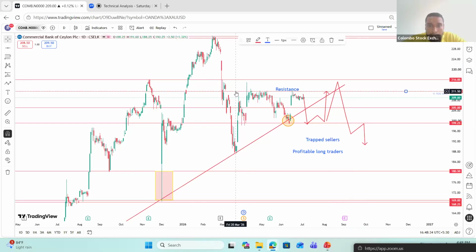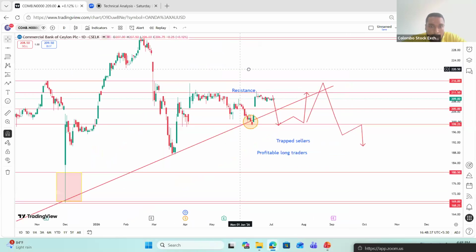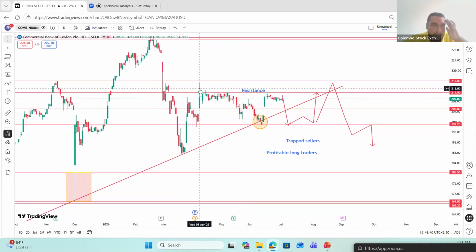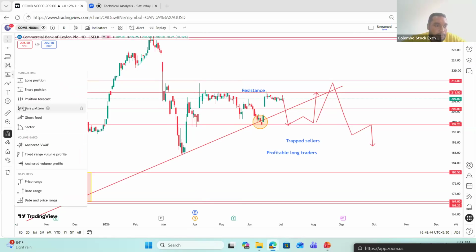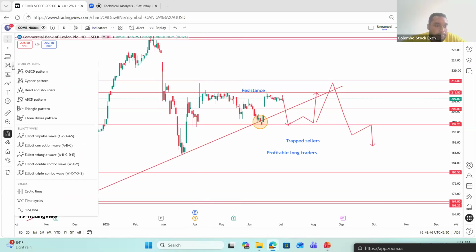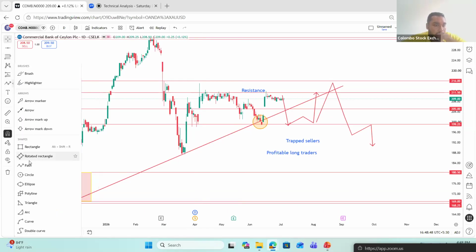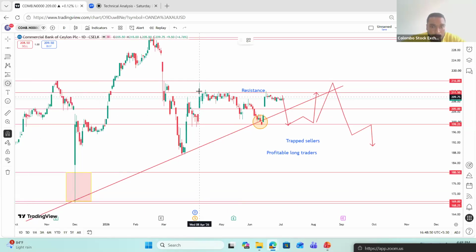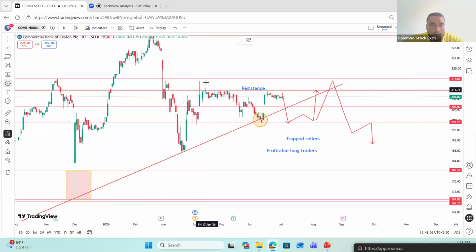Here, I have marked this resistance now. You can see the quick wick up, right? Quick wick to the upside like this one, which goes beyond that support level. This is called a liquidity grab or a liquidity sweep, which goes beyond the resistance line.